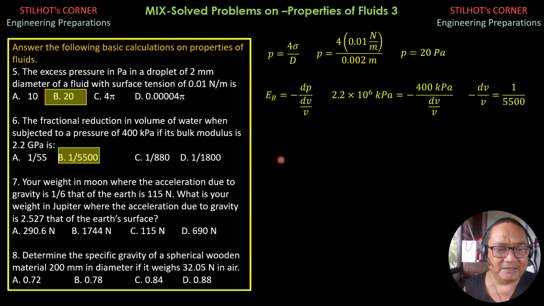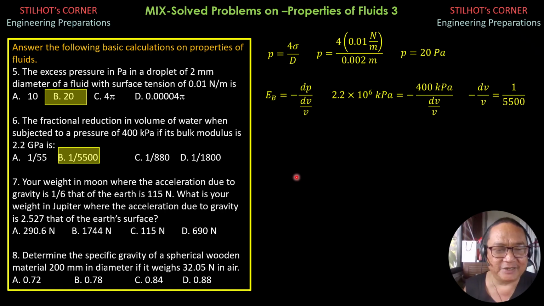7. Your weight in moon, where the acceleration due to gravity is 1/6 that of the Earth, is 115 newtons. So what is your weight in Jupiter, where the acceleration due to gravity is 2.527 that of the Earth surface?